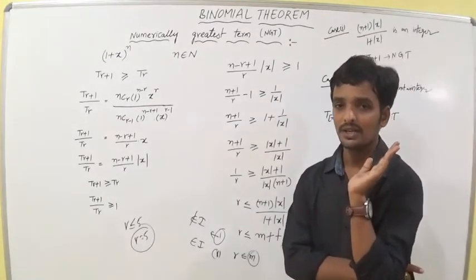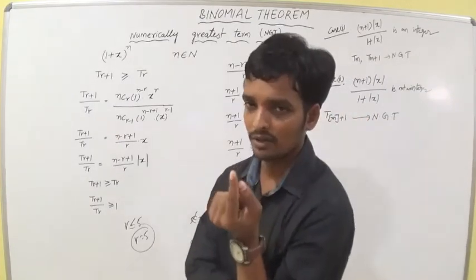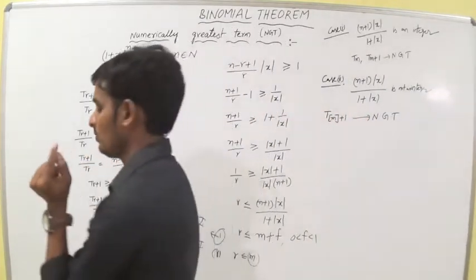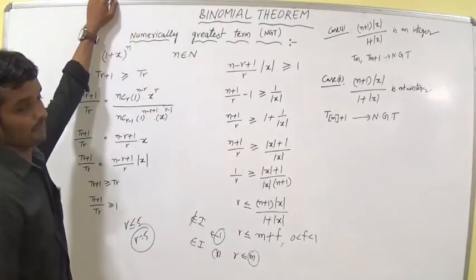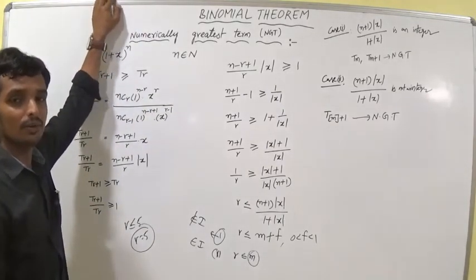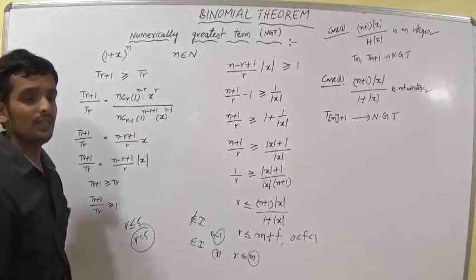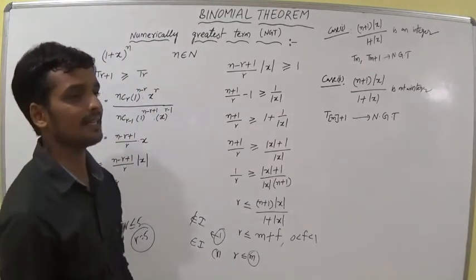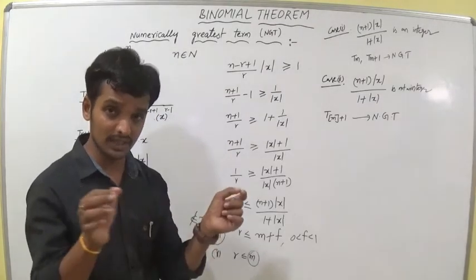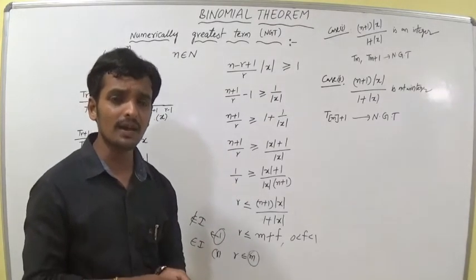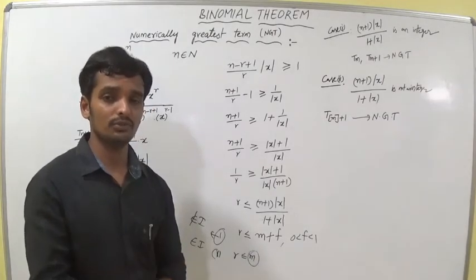Did you understand? I will ask you one question. What is the numerically greatest term? In the binomial expansion we are getting n plus 1 terms. In these n plus 1 terms, which term has the greatest value?